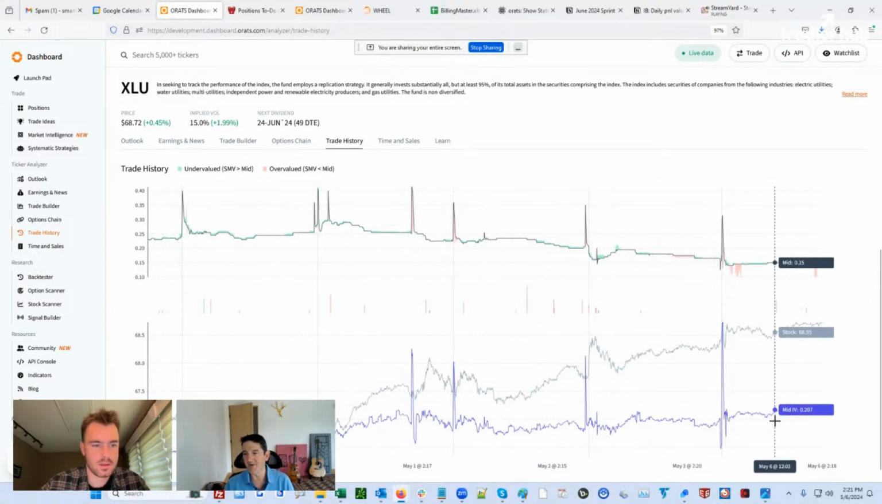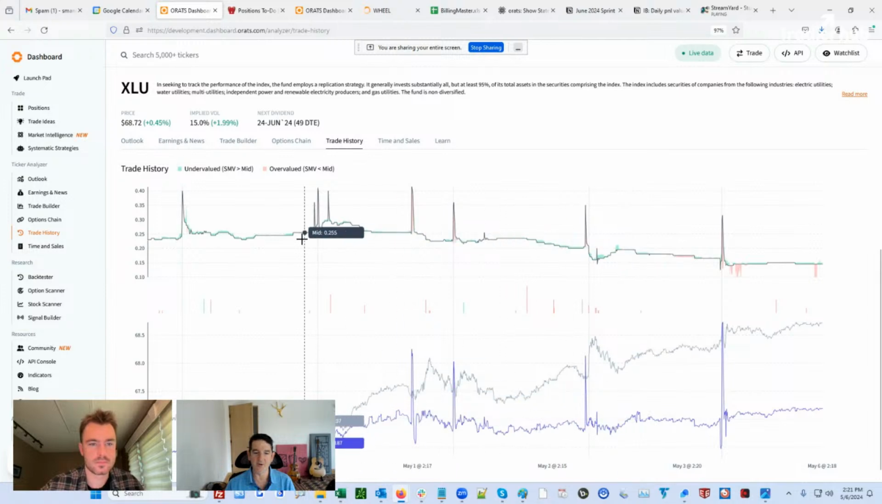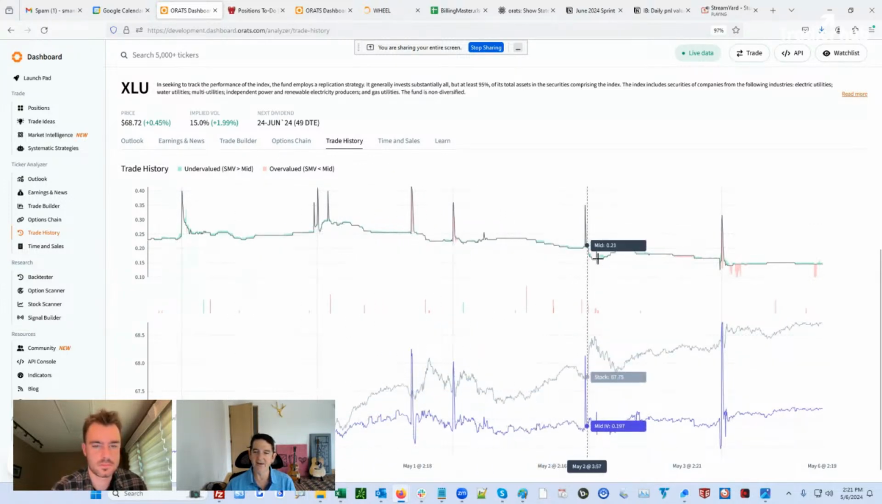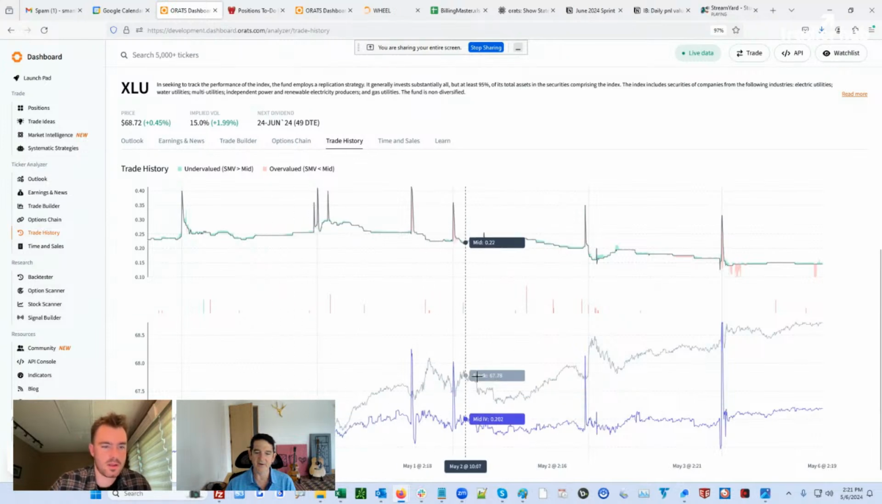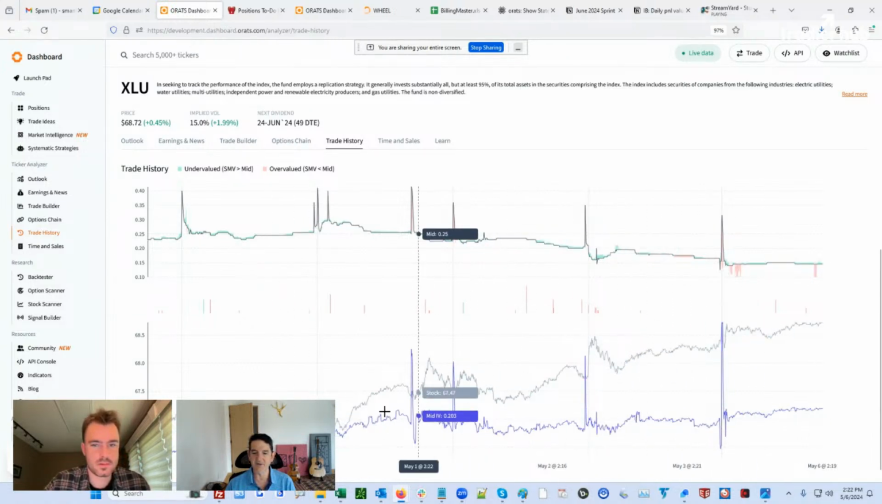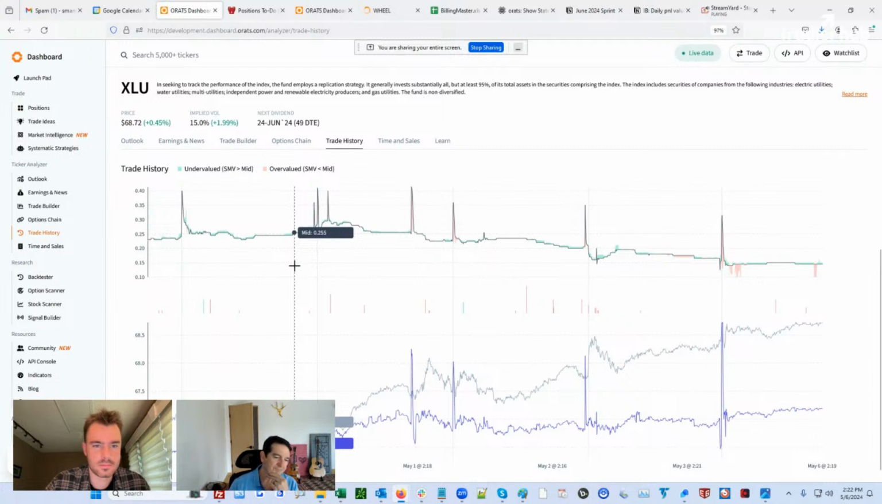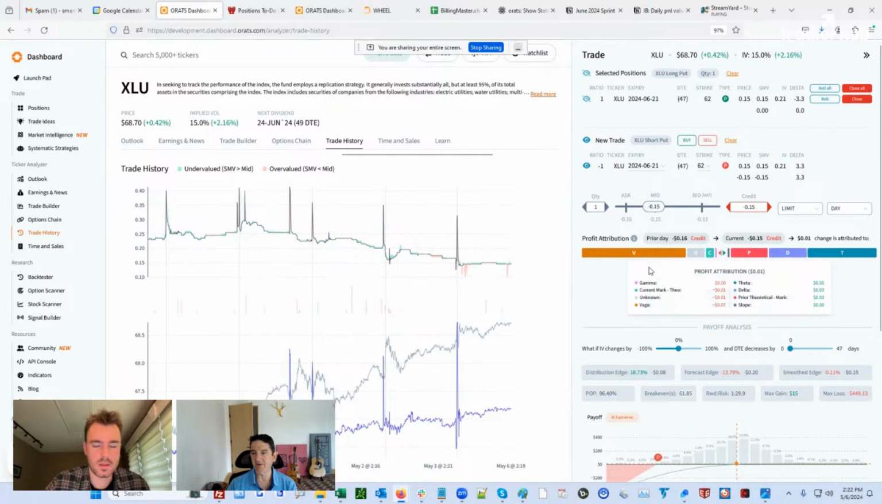What you can see here is theta is taking this down, and delta is taking this down too, because the stock's going up. This is the long put, so we're losing money on theta, and we're losing money on delta in this particular trade. And if you want to see that visually, you can add the Greeks to that graph.